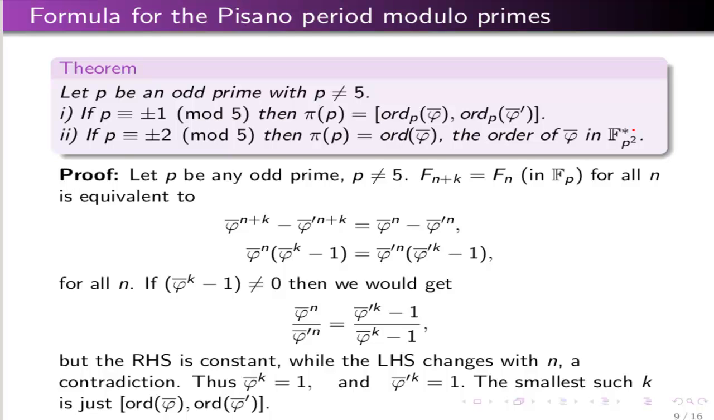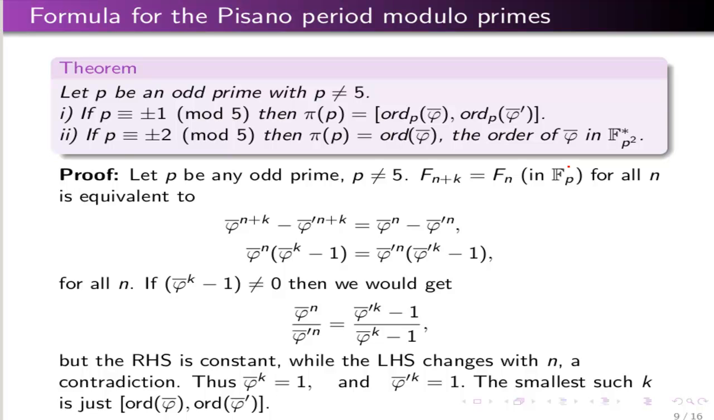And what does it mean to study the periodicity? So to be periodic, we want F_{n+k} to equal F_n in the finite field F_p. So you're taking the Fibonacci sequence and you're viewing the terms as elements of the finite field F_p.